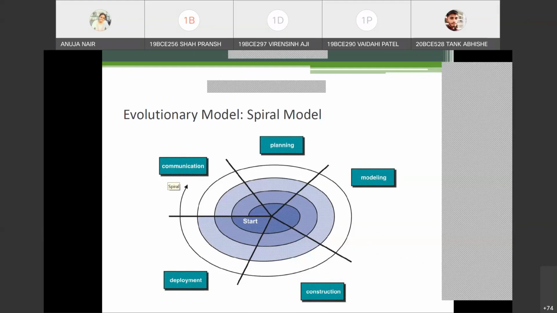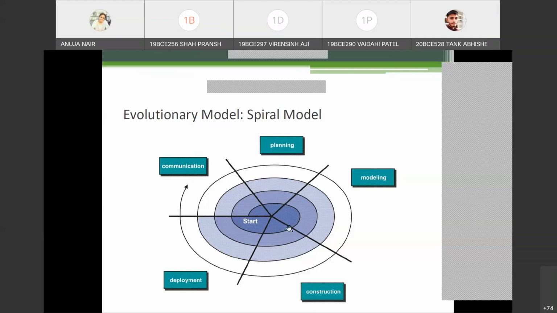The phases of SDLC will remain the same, right? But नाम change होगा. तो यहाँ पर हमारा instead of requirement gathering, the name is what? Communication. So can you see that your spiral is starting from communication part? This is your communication part. It is moving outwards. So communication is happening, then planning is happening, then modeling is happening, then construction is happening, then deployment is happening.